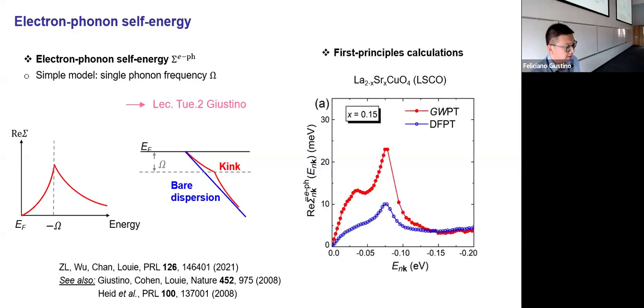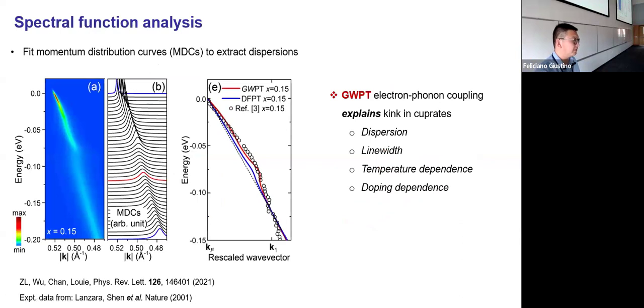We can calculate the self-energy using both DFPT and GWPT. And for one of the cuprates, doped lanthanum copper oxide, we see a big enhancement in the real part of the self-energy from GWPT over DFPT. So that again shows that self-energy effects significantly enhance the electron-phonon coupling in this material. And if we put it back into the calculation of the spectral function, then we clearly see a kink, and we can do some analysis and directly compare to experiment.